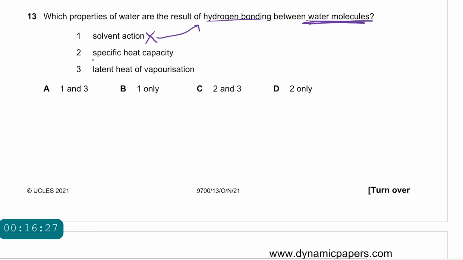Point number 2, specific heat capacity. Specific heat capacity is the amount of energy required to increase the temperature of water by 1 degree. And hydrogen bonding makes water require incredibly so much energy in order to break the strong bonding. So this is correct. Latent heat of vaporization is the energy required to vaporize that water, and as a result of strong hydrogen bonding, really high energy is required. So this is correct. Therefore, the answer is going to be C.